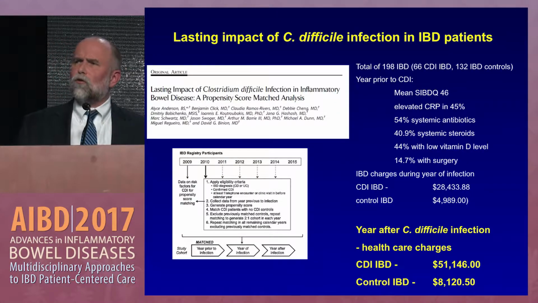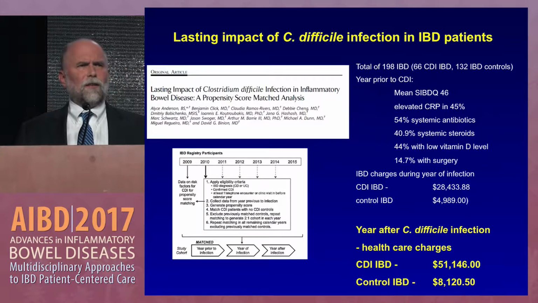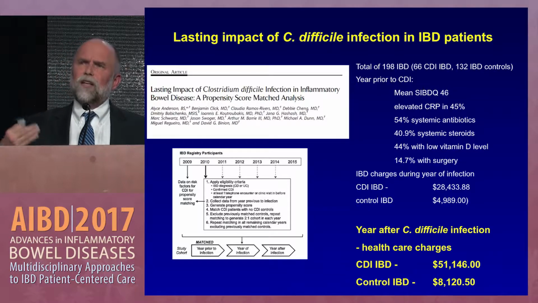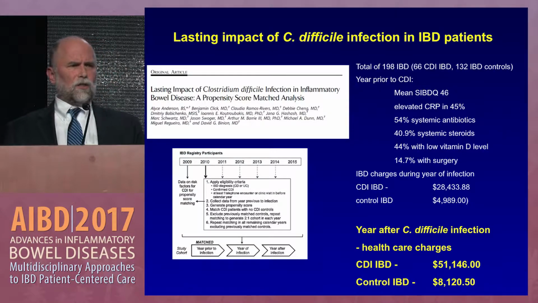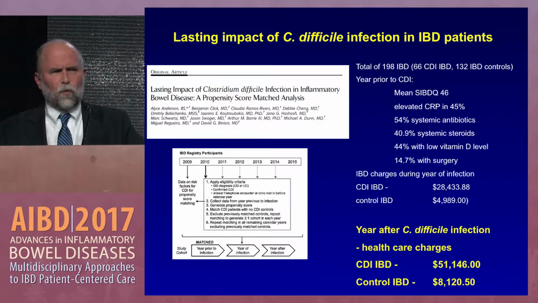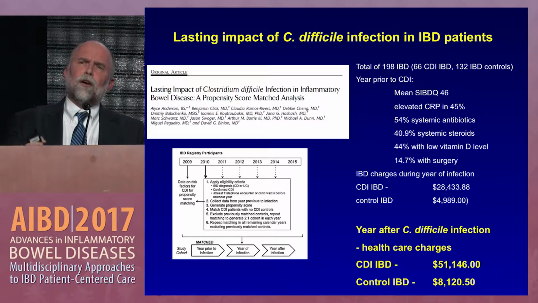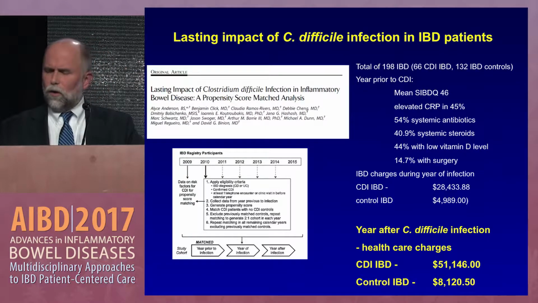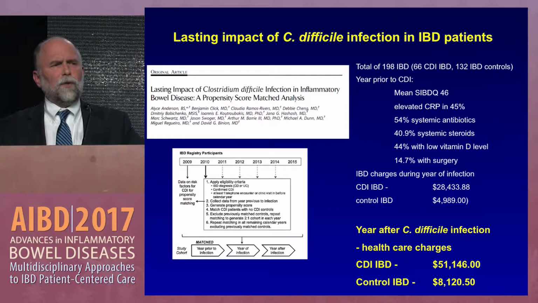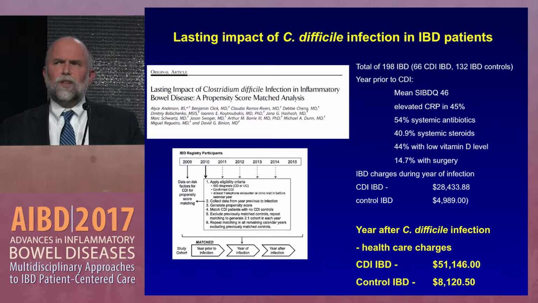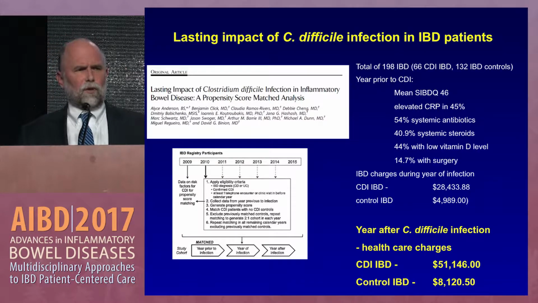This is a paper that our group in Pittsburgh just had come online recently, where we looked at a cohort of patients with IBD who contracted C. diff and a matched cohort of IBD patients. We had about 200 patients in the study, one third of whom had C. diff. We matched the patients the year prior to their C. difficile infection. And we were intrigued by the finding that the IBD patients who get C. diff are sicker than average.